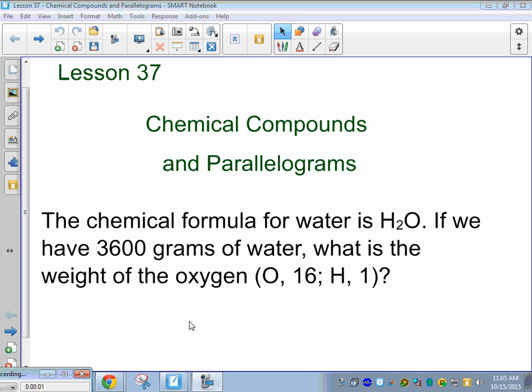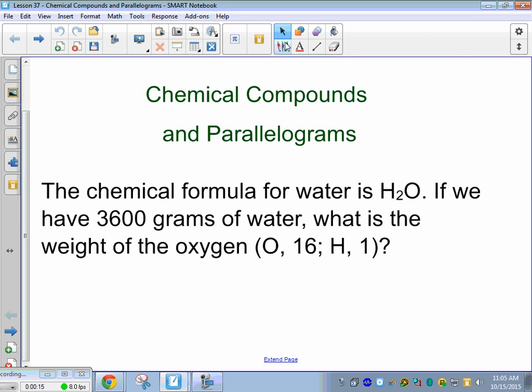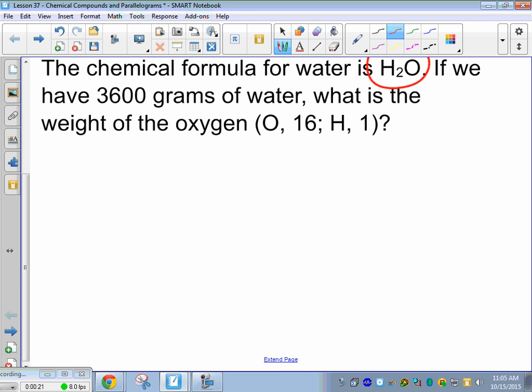Okay, so the chemical formula for water is H2O. Pretty cool. If we have 3,600 grams of water, what is the weight of the oxygen? So this little key here tells us how much each thing weighs, and this tells us how much hydrogen we have and how much oxygen we have. So we're going to start with a ratio box.